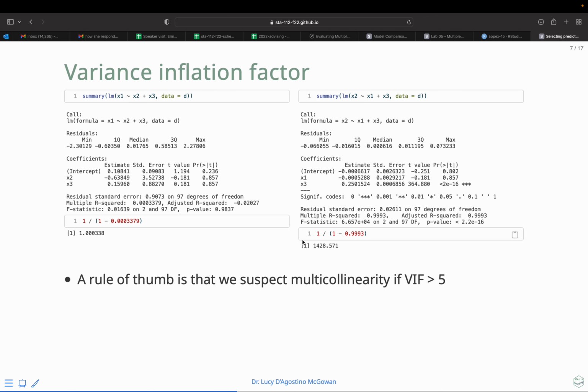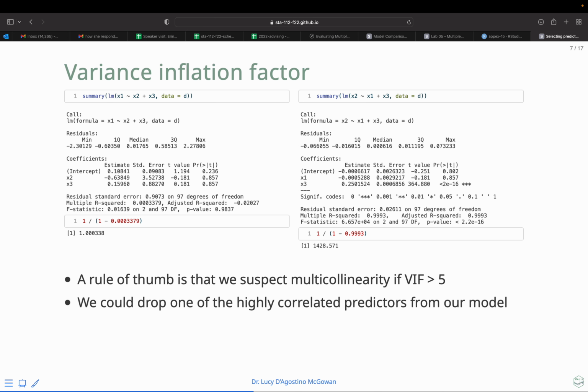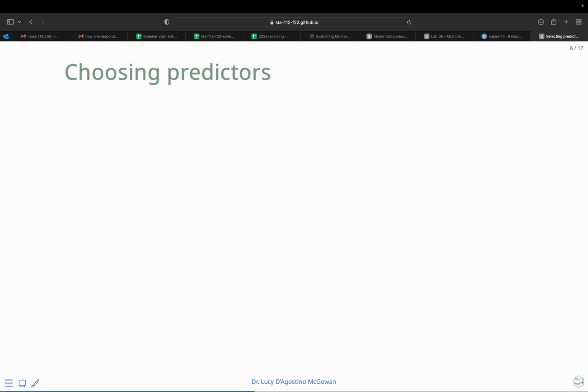As a rule of thumb, we suspect multicollinearity if the variance inflation factor is over 5. So basically that would mean if the R squared is over 0.8. And so this would suggest that either x2 or x3, if I'm doing a prediction model, I can probably drop one of those from the model because they're not really adding extra information. So this variance inflation factor can help us think about how we could maybe drop one of the highly correlated predictors from our model, and we would likely get a really similar answer, so that variable is probably not adding much to it.